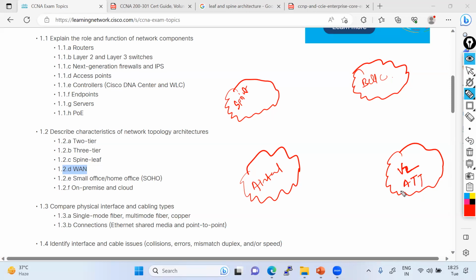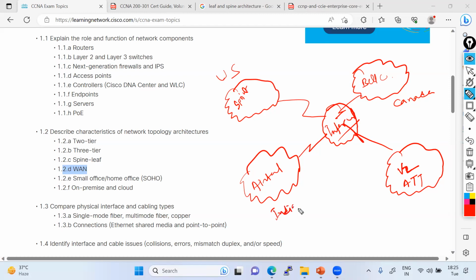So these are the different ISPs, and you want to connect them together. You can connect them together, but again, this becomes a connection of internets, and once they connect together, they're known as the internet. So now these are all internet providers. You are in the US, you are in Canada, you are in India, you are in the UK, right?